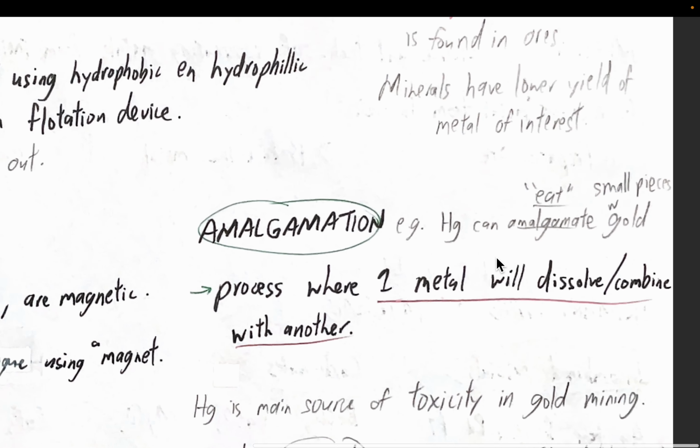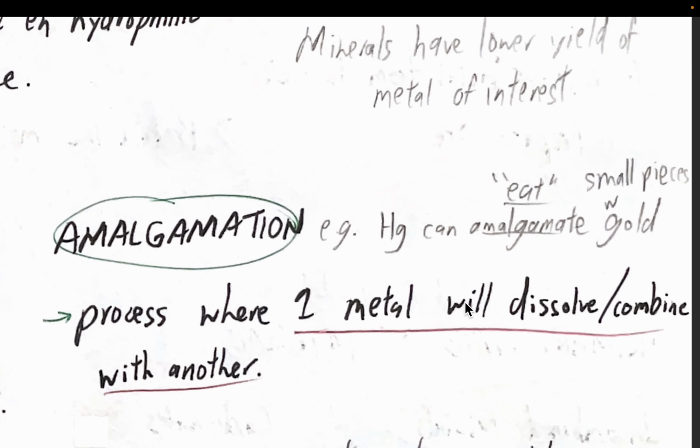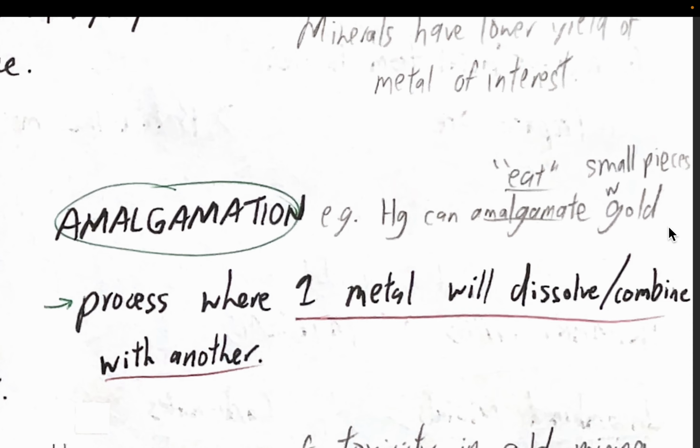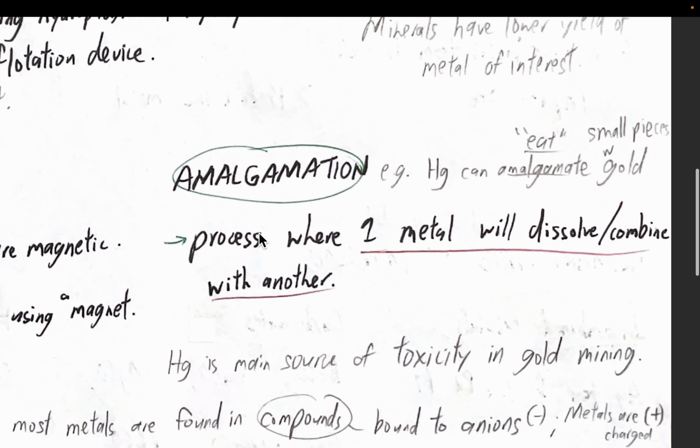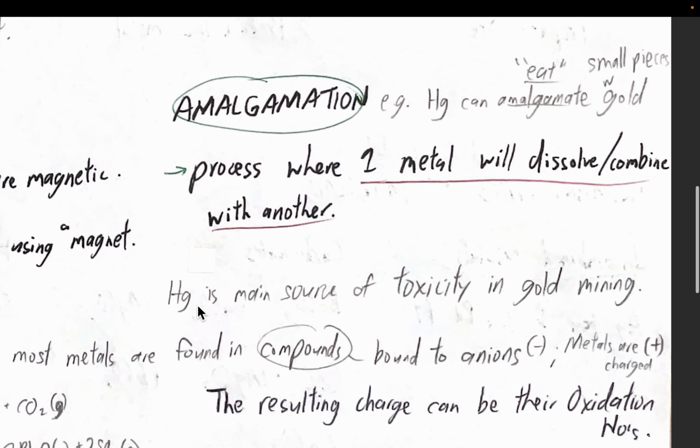Okay. Amalgamation. So this is a process where one metal will dissolve or combine with another. So for example, mercury or Hg can amalgamate gold, usually small pieces of gold. When gold is in larger pieces, well, that's associated with a different process. But yeah, if it is in small amounts, amalgamation would be the appropriate process. You have to know also that mercury is the main source of toxicity in gold mining.